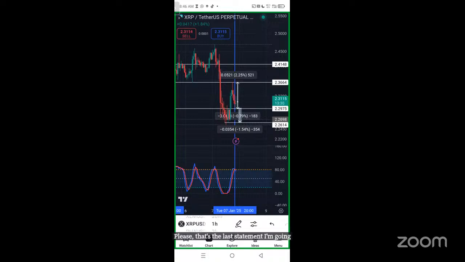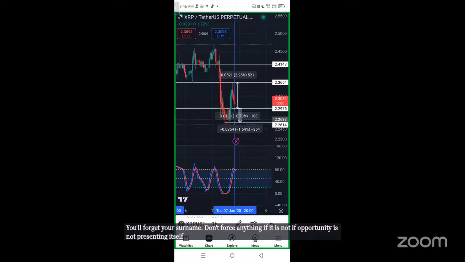Don't force anything. "Yeah, I want to enter this coin. I love it so much. It really gives me money. I'm dying with it." You be there, you'll be dying with it. It will go against you and then you would wonder. You'll forget your surname. Don't force anything. If opportunity is not presenting itself, come on, relax. Leave it. "They talked about this coin so much.